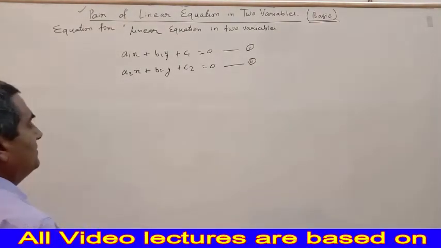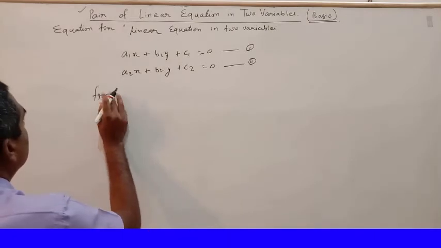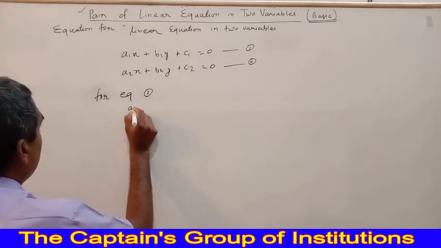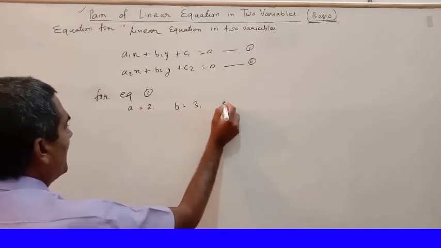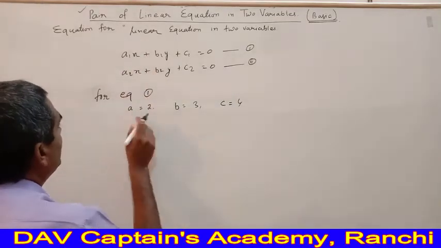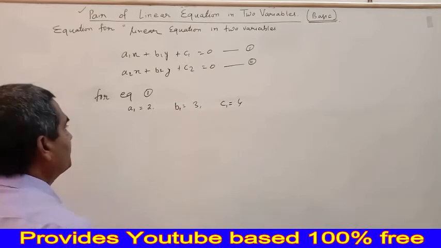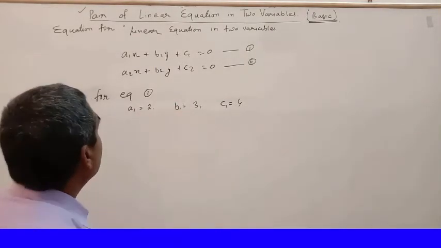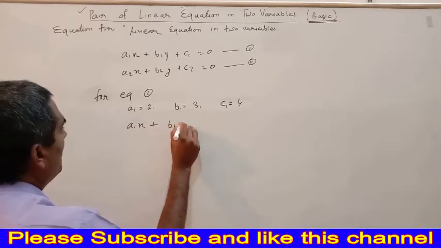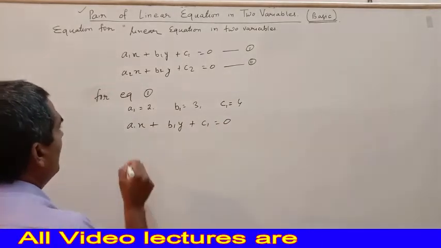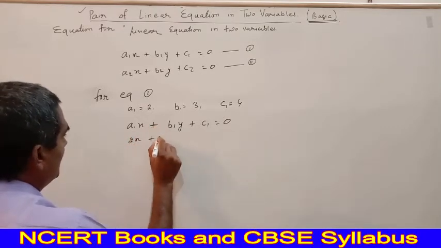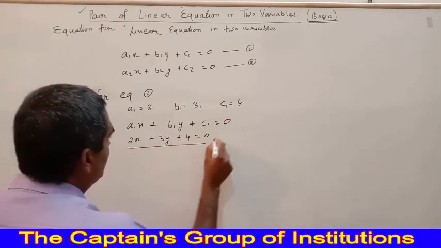Suppose for equation 1, if a1 equal to 2, b1 equal to 3 and c1 equal to 4, then what will be the equation first? a1x plus b1y plus c1 is equal to 0, or 2x plus 3y plus 4 is equal to 0. So this will be equation 1.